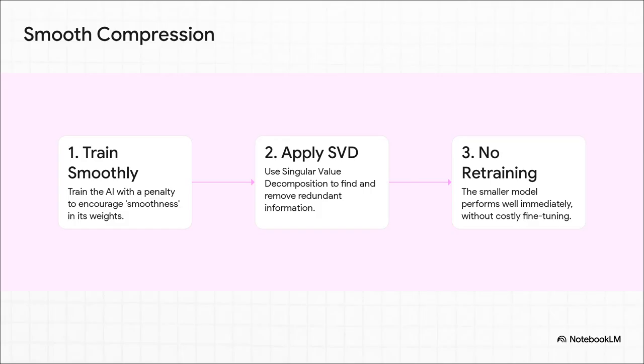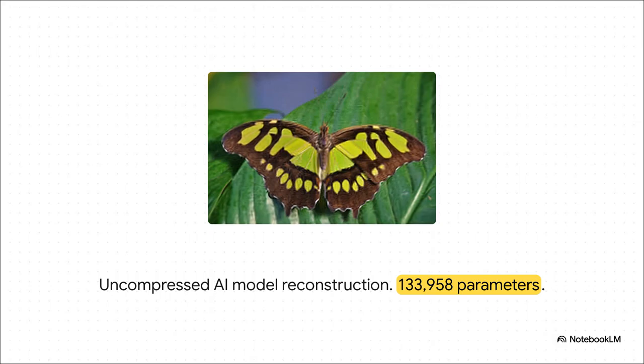First, just like we saw before, you train the model with a penalty that encourages smoothness. Think of it as forcing the AI to keep its internal information nice and organized. Then second, you use this powerful math technique to scan through those organized parts, and it intelligently finds and throws out anything that's redundant. And the best part? The smaller model you're left with works great right away. No expensive retraining needed.